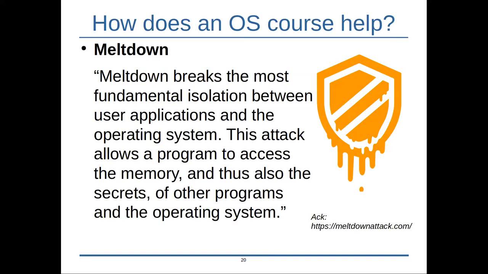So let's look at the Meltdown bug, for example, right? A quote from their website: "Meltdown breaks the most fundamental isolation between user applications and the operating system. This attack allows a program to access the memory, and thus also the secrets, of other programs and the operating system." So how is it possible? Well, in an operating system, you have virtual memory, right? I mentioned that previously, and it's a topic that we're going to discuss next. Each process is normally isolated from another process. But because of the hardware bug, because of speculative execution that happened in hardware, there was a possibility that one process could access kernel memory, which it was not supposed to access, and consequently it could access any other process's memory or any OS memory. It basically could read anything that you have in your system.